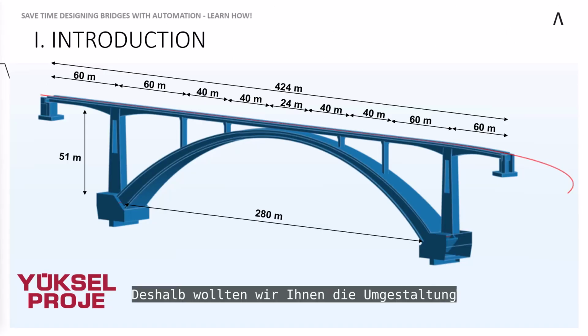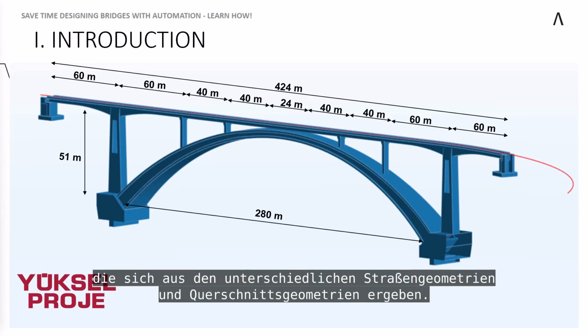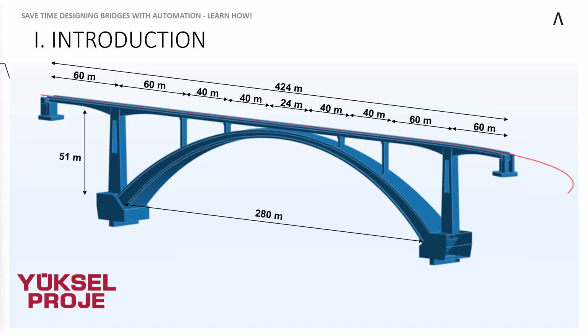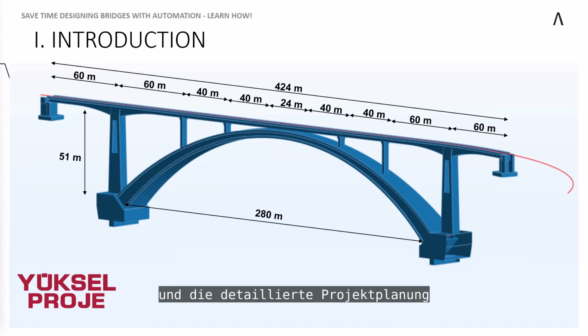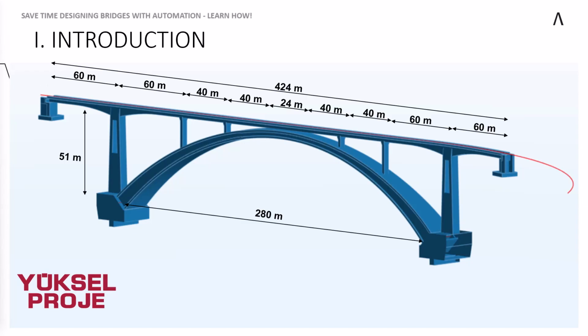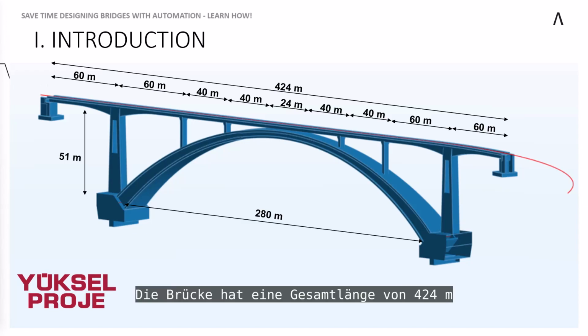That is why we wanted to show you and remodel Shusha Arch Bridge as an example, highlighting how you can overcome the challenges posed by varying road geometries and cross-section geometries. This bridge is a real example, and detailed project design was successfully completed by Yüksel Proje. The total bridge length is 424 meters, and a single-lane railway is transported.